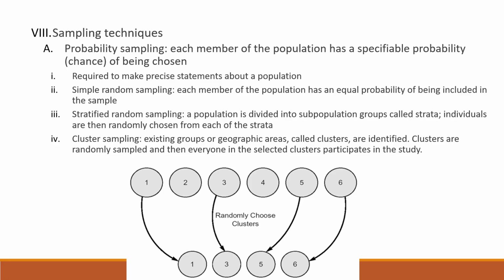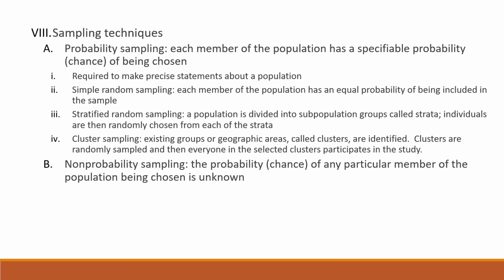There's also cluster sampling, where existing groups or geographic areas called clusters are identified. Clusters are randomly sampled, and then everyone in the selected clusters participates in the study. So instead of choosing individuals or a group, maybe we're choosing 5 groups of 4th grade classes. And note that we're taking the entire group, group 1, group 2, group 3, and so on, instead of just looking at individuals.